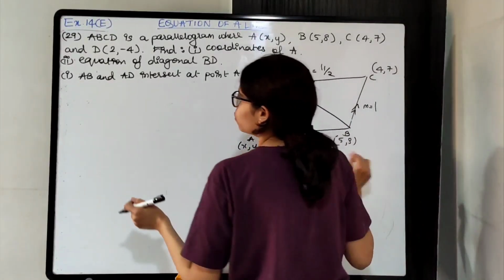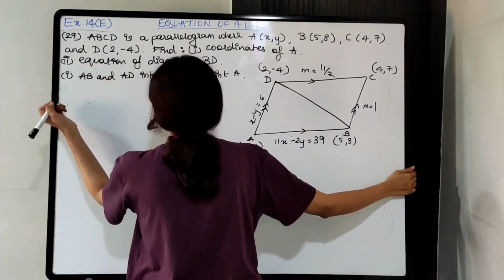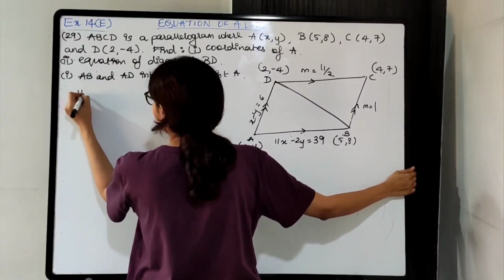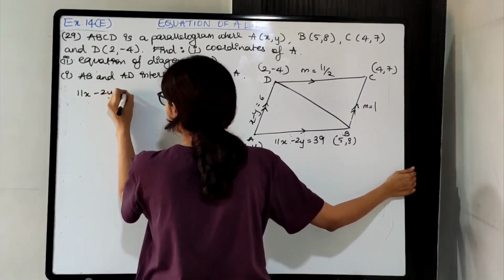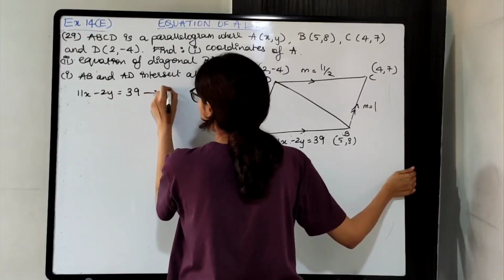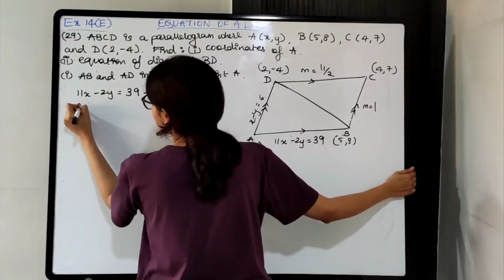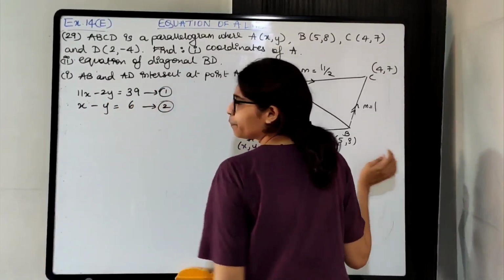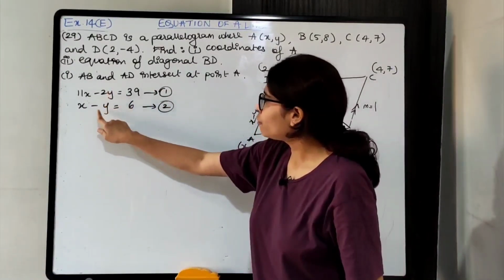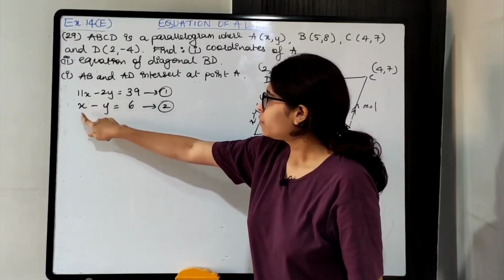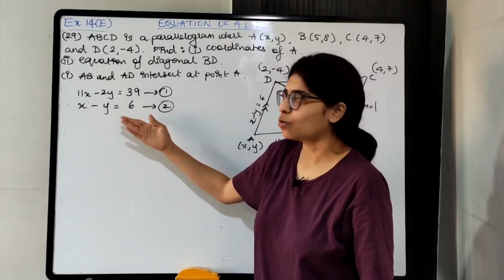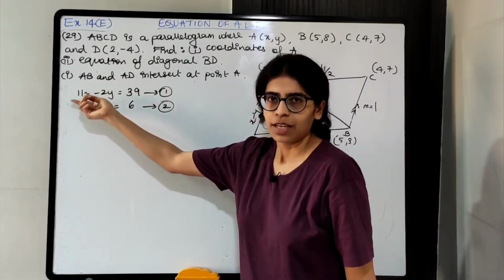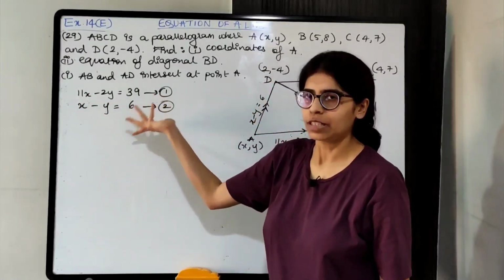Okay. So write down the equations. AB का equation है 11x minus 2y equals to 39. Mark this as 1. And other equation is x minus y equals to 6. Mark this as 2. I'll make coefficient of y same. Okay. यहाँ पे सिर्फ 2 से मल्टीप्लाई करना पड़ेगा. So 2 is smaller than 11. x का coefficient सेम करेंगे तो 11 से मल्टीप्लाई करना पड़ेगा.